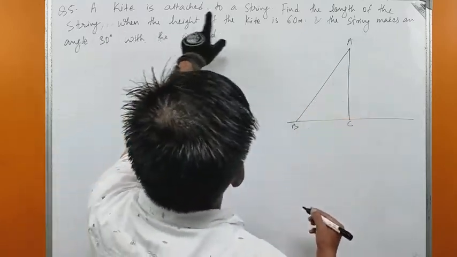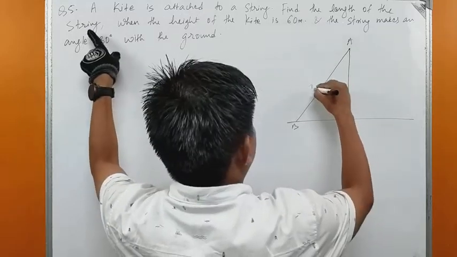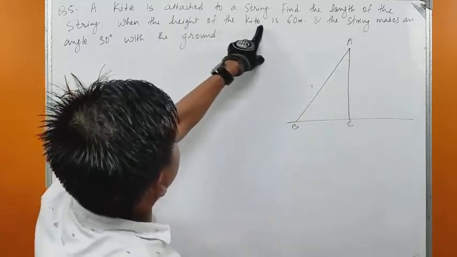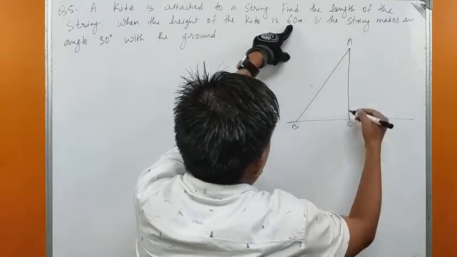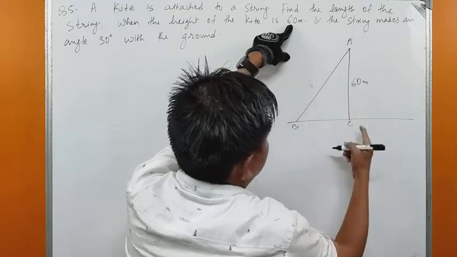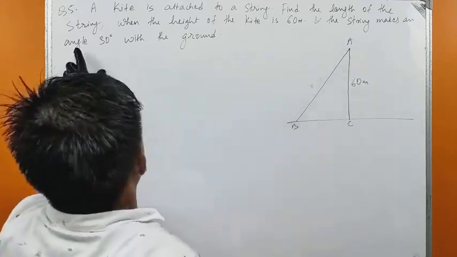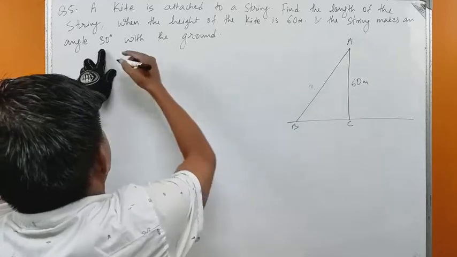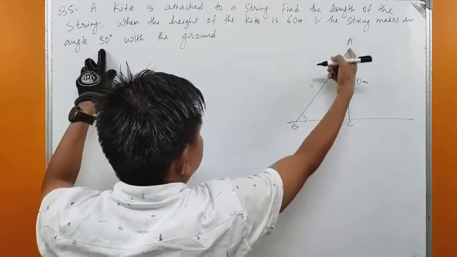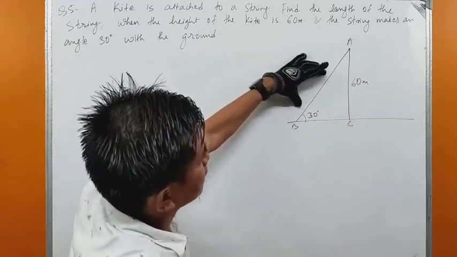So what is given to us? Find the length of the string. So we are asked to find AB, length of the string AB, when the height of the kite is 60 meter. The kite is at the height of 60 meter from the ground, isn't it? AC is 60 meter. This is the height of the kite. Okay, and the string makes an angle 30 degree with the ground. This is the string, isn't it? So the string makes an angle 30 degree with the ground. So we are asked to find this.